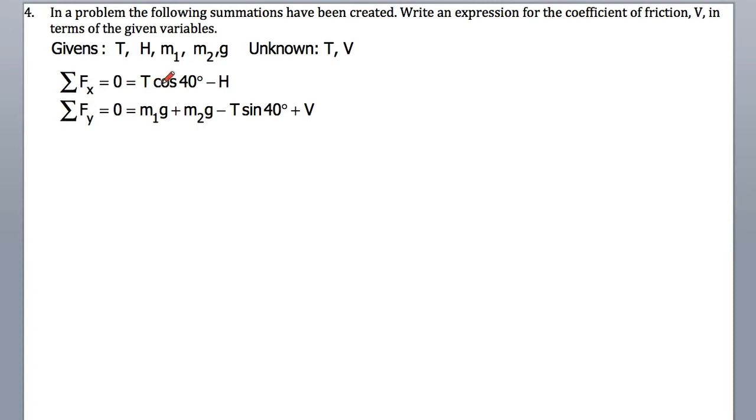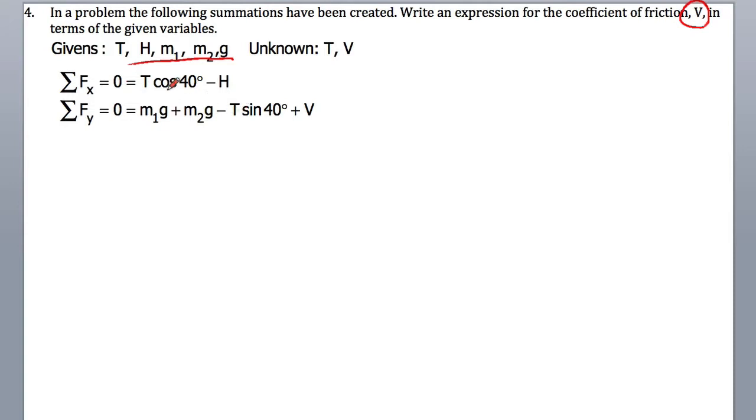And I've got h equals t cosine 40, and m1g plus m2g equals, or minus, t sine 40 plus v. I'm supposed to find an expression for v, and I need to do that using my givens over here, of which there are a lot. And my unknowns are tension and v. So when I look at this equation here, I'm thinking just solve it for v, but I've got tension.